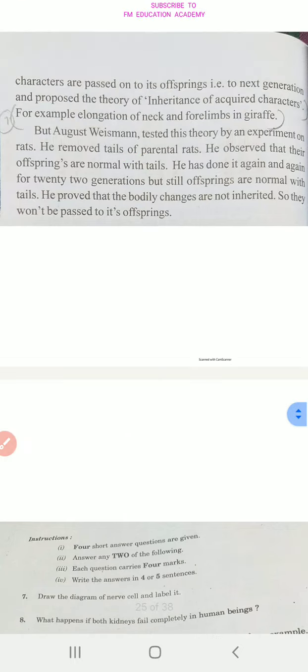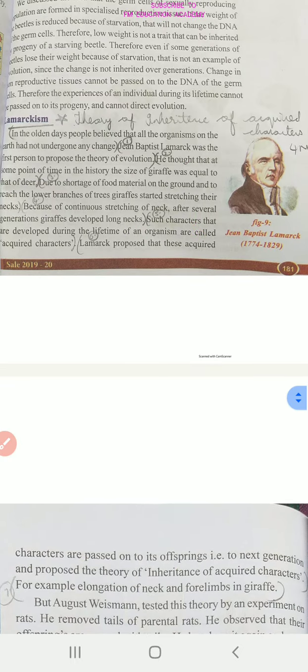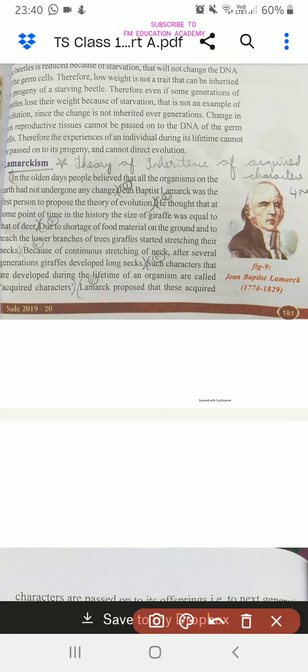But he thought that since the giraffe had to bend more on the ground to eat food, because of that the giraffes developed long necks. Then such characters that are developed during the lifetime of an organism are called acquired traits.